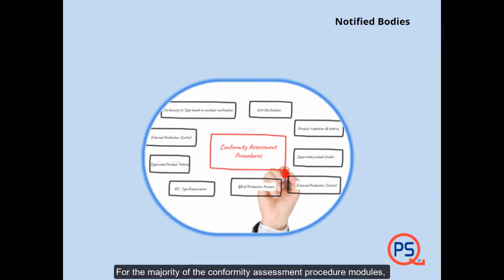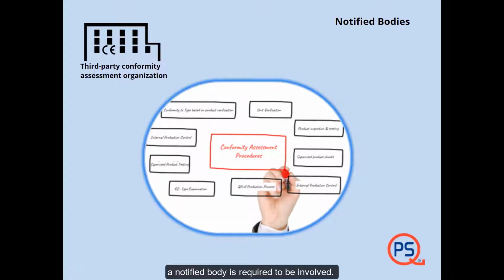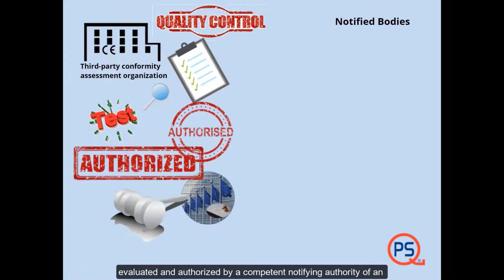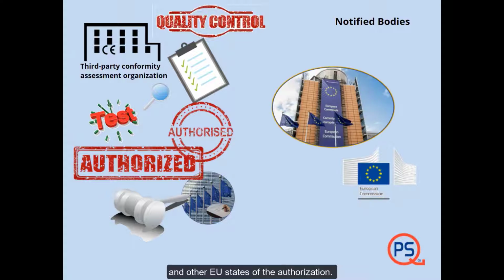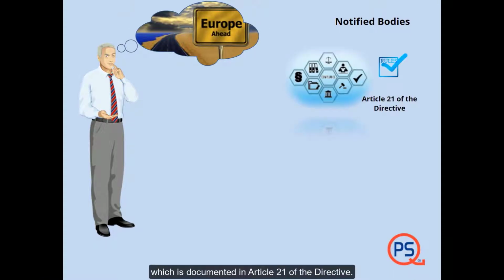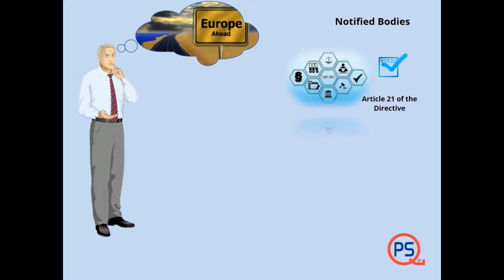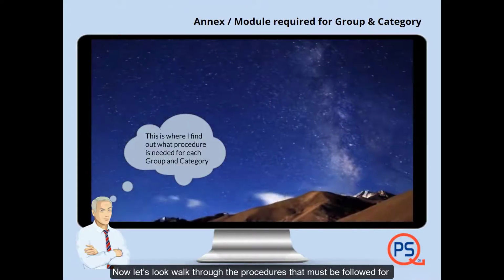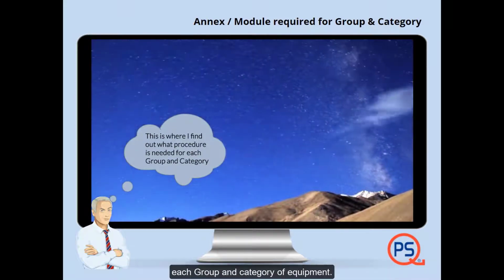For the majority of conformity assessment procedure modules, a notified body is required to be involved. A notified body is a third-party conformity assessment organization that has been evaluated and authorized by a competent notifying authority of the EU member state to perform conformity assessment tasks, and where that member state has notified the European Commission and other EU states of the authorization. All notified bodies must meet the same criteria which is documented in Article 21 of the Directive. Manufacturers are free to choose any notified body that has been designated to carry out the conformity assessment procedures according to the Directive. Now let's walk through the procedures that must be followed for each group and category of equipment.